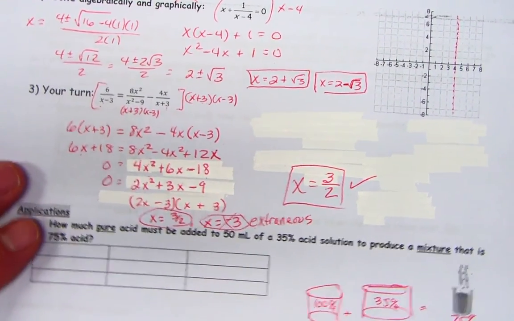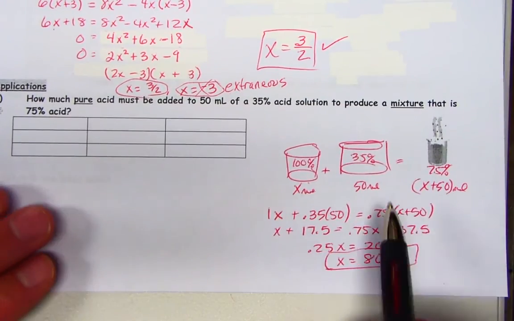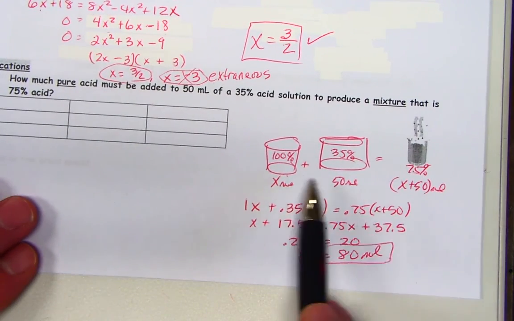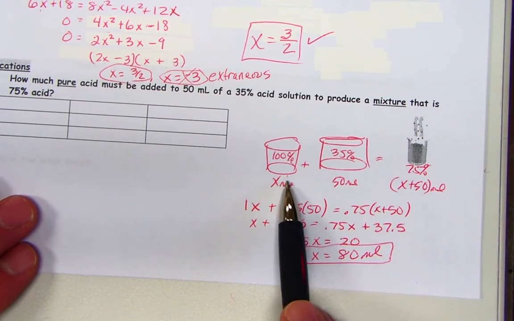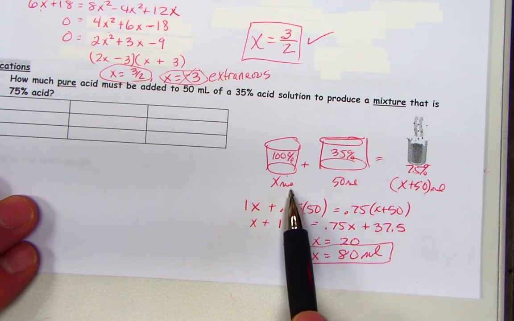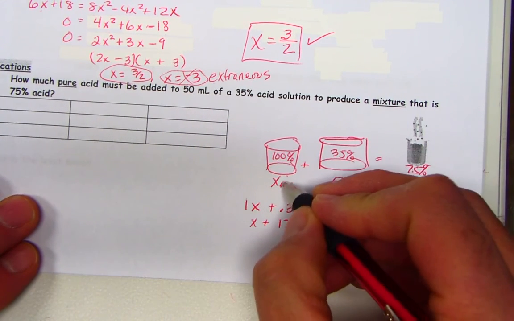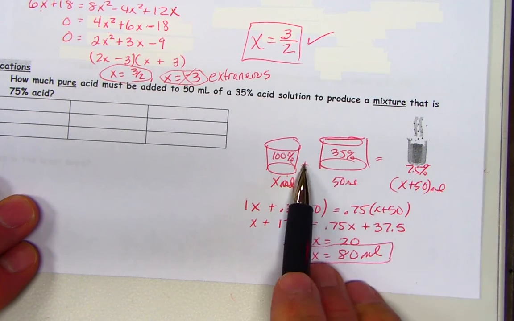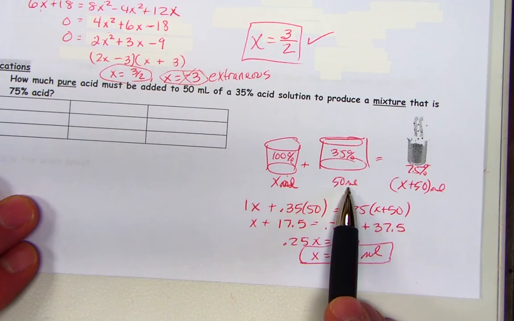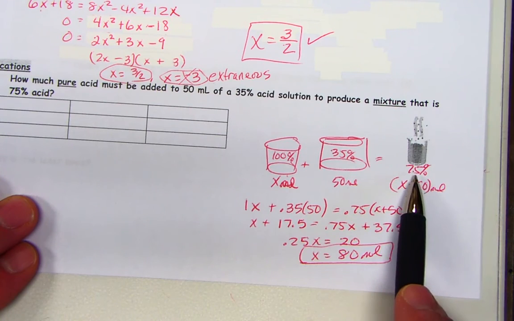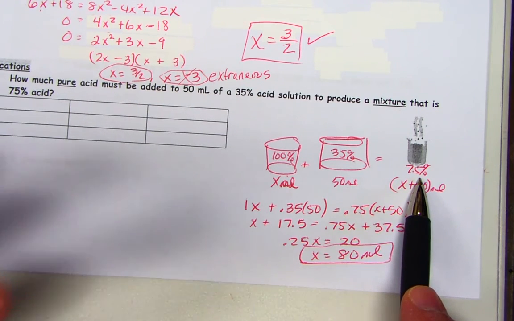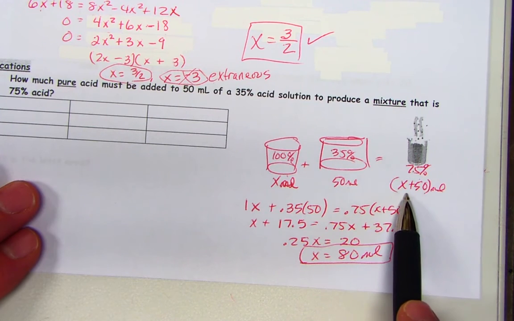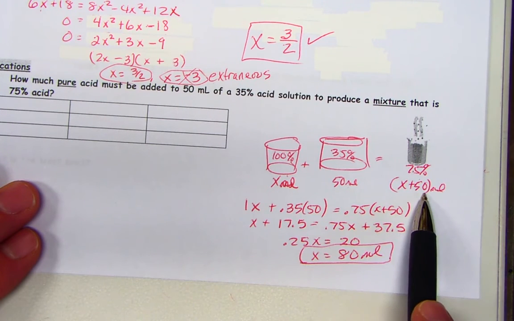The last problem is a mixture problem. We've done these before. How much pure acid, so that's 100% acid, and how much we don't know, so we call it x milliliters. And we're going to add 50 milliliters of 35% acid to that. We want a 75% acid mixture, and that's going to have a total of x plus 50 milliliters in it.